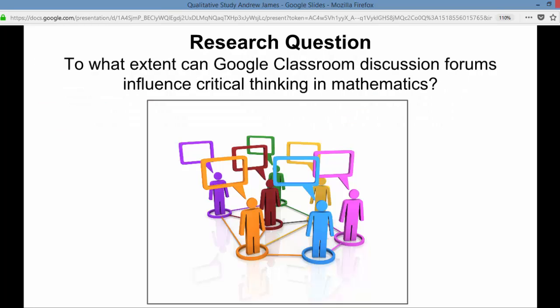My research question is, to what extent can Google Classroom discussion forums influence critical thinking in mathematics? This question originated from the extent that Google Classroom discussion forums can affect discourse outside the classroom. Discourse in the mathematics classroom is often forgotten by many teachers. Classrooms are set up in rows and are not given opportunities for discussion. So an online place where students can discuss problems and share ideas and display knowledge is an excellent place for discourse. This happens in a community of inquiry, as we mentioned before.